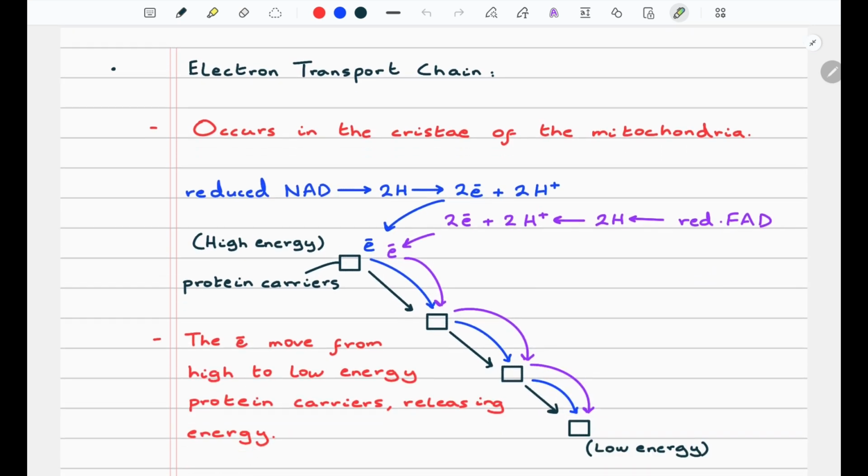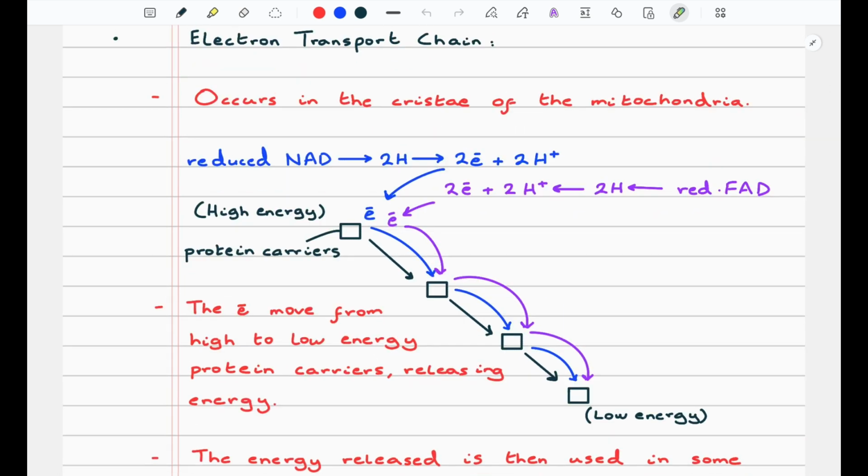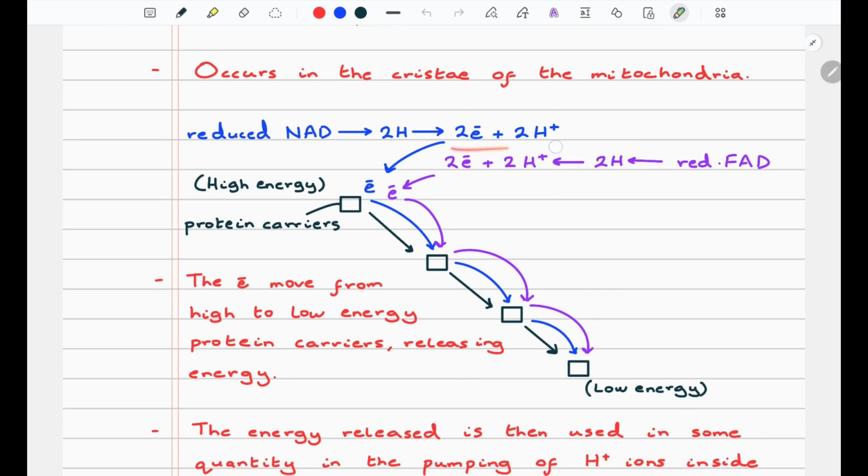Electron transport chain is our last step for aerobic respiration. In the electron transport chain, the process occurs inside the cristae of the mitochondria, which is basically the inner membrane of the mitochondria. The reduced NAD and reduced FAD formed in glycolysis and Krebs cycle move to the cristae and release the hydrogen atoms, which basically split up into electrons and protons.